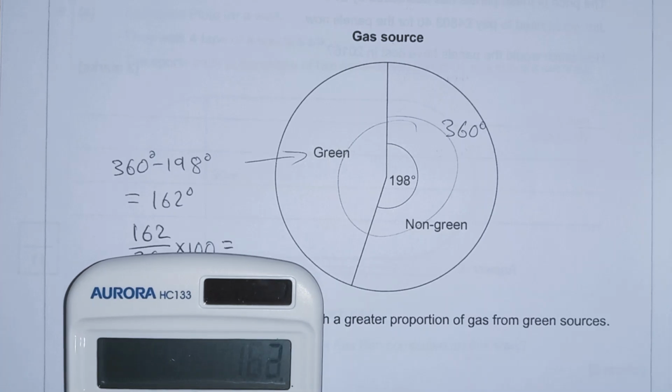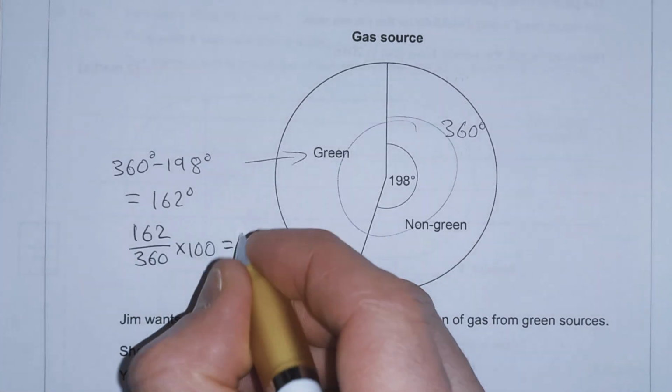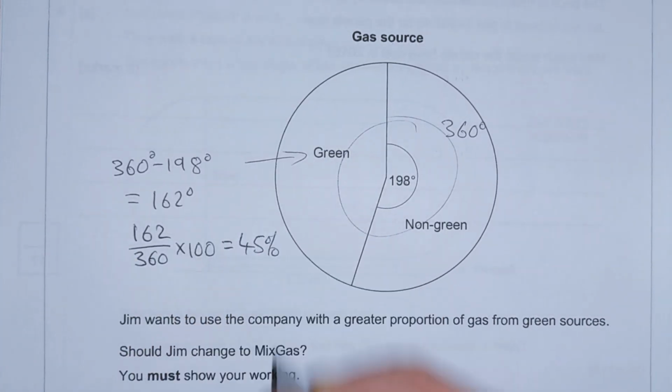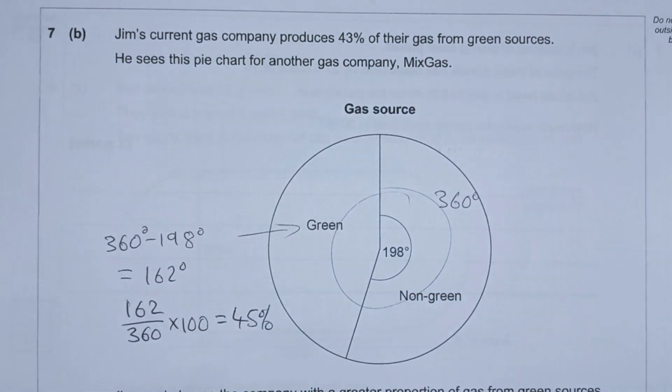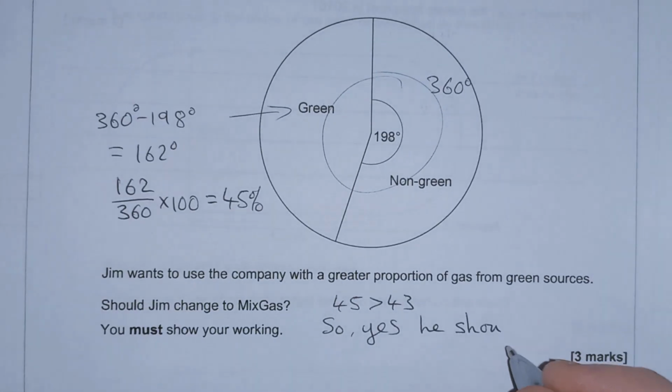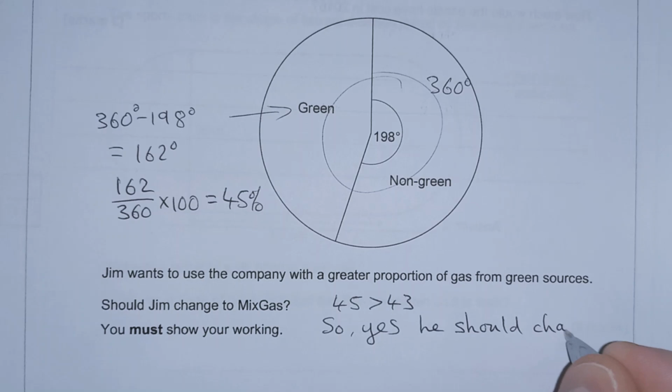162 divided by 360 times 100, 45%. So should Jim change to mixed gas? Well, mixed gas has got 45%. His current company has 43%. So we can say 45 is greater than 43. So yes, he should change.